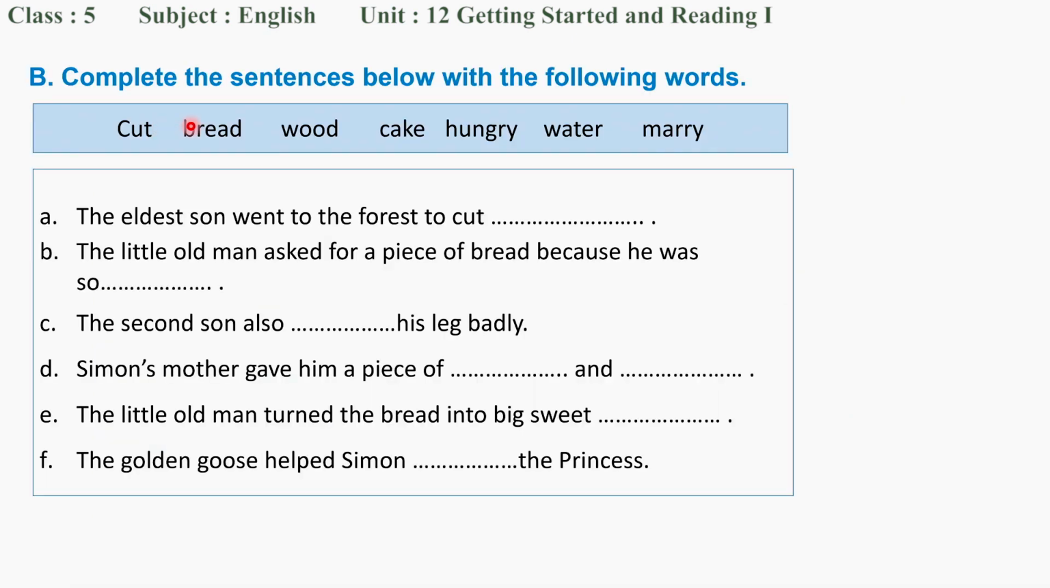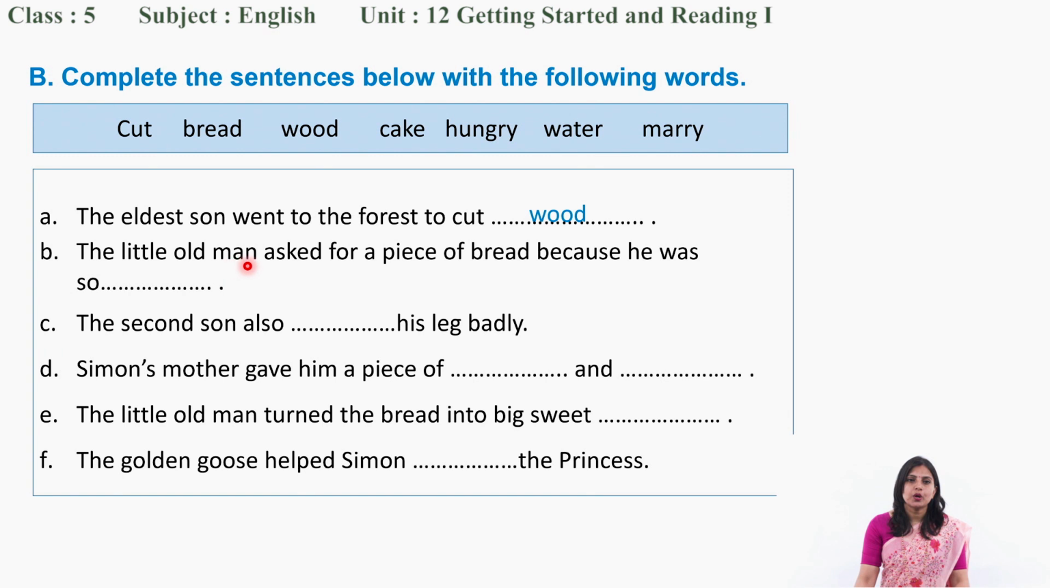Now let's move to the next exercise. Complete the sentences below with the following words. Here are some words and here are the questions. You have to fill up the blanks with the words. Okay. Now the eldest son went to the forest to cut what? Yes, good. Wood, to cut wood.